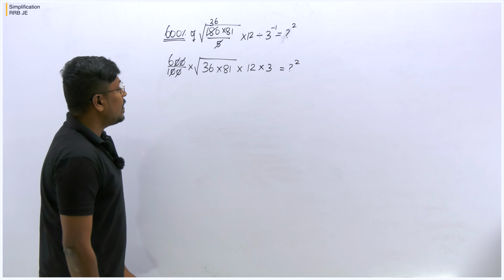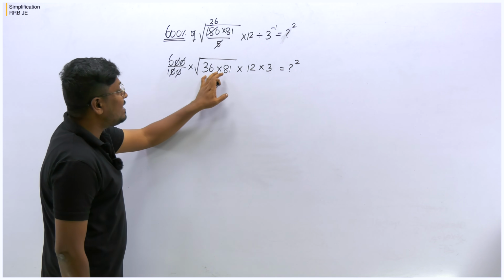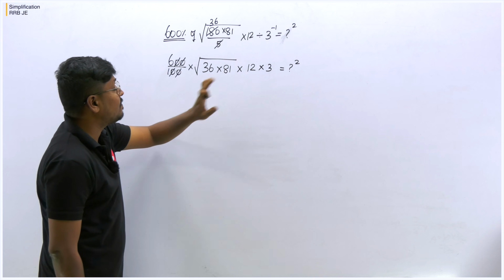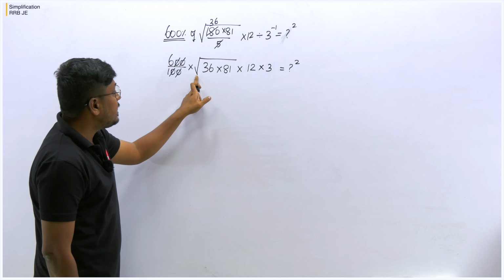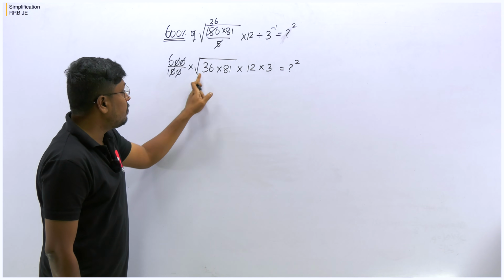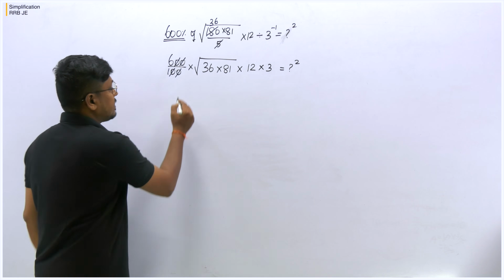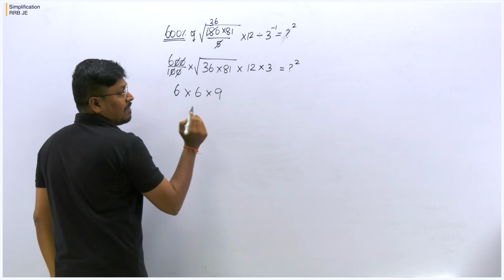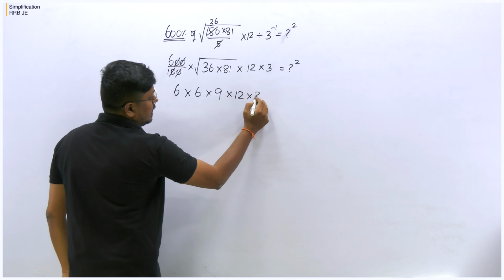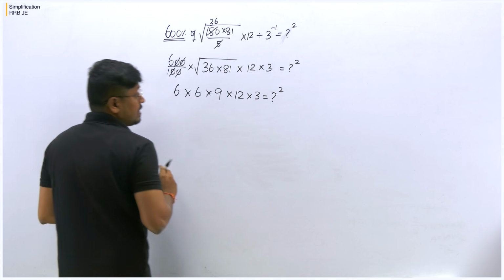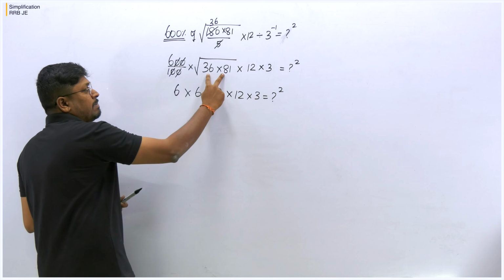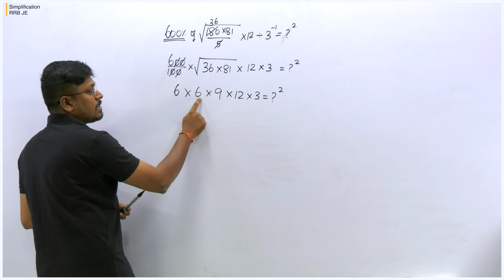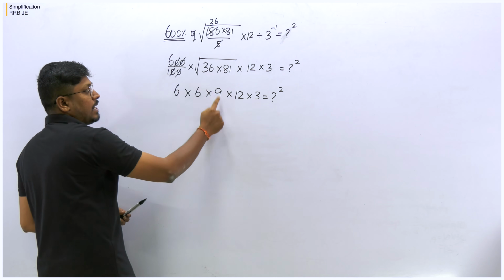So what I can do here is, instead of multiplying these numbers, I'm not going to multiply all these numbers. Already here we have one square root. If you remove the square root, 36 will be 6, right? So 6 6s are 36. Again 81, 9 9s are 81. Into 12 into 3 is equals to question mark square. So friends, understood what I did? You don't want to multiply these two numbers and waste your time. Why? Because it's already a perfect square. So the square root of 36 can be written as 6. The square root of 81 will be 9.